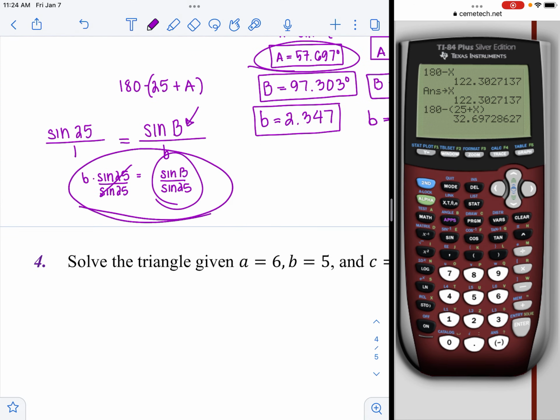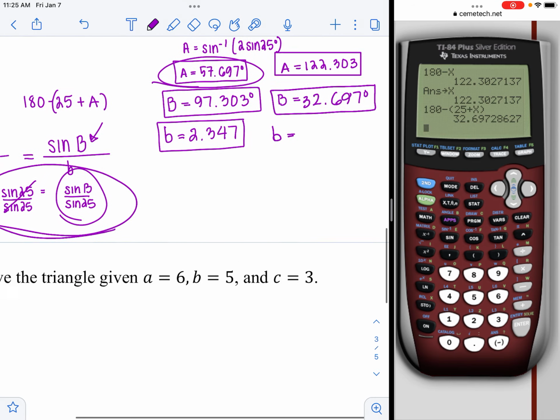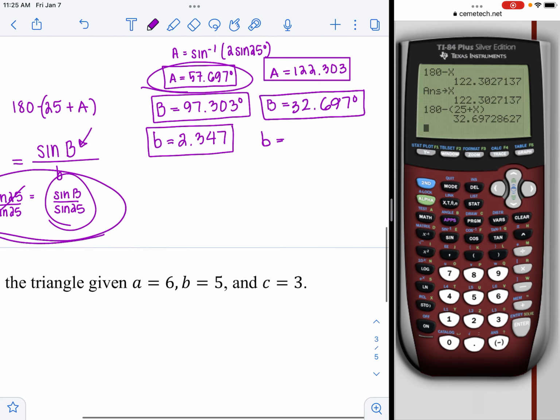Now I need side B. Remember the directions to find side B are right here. You have to do sine of angle B divided by sine of 25. Remember, you're using 32.697 for your angle B. So once again, I'm doing sine of angle B, 32.697, which you can grab or hit second answer, divided by sine of 25. And I get 1.278. And there are my two triangles, and there are 6 total answers.